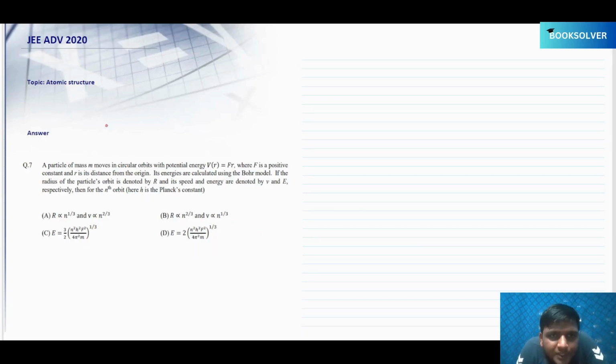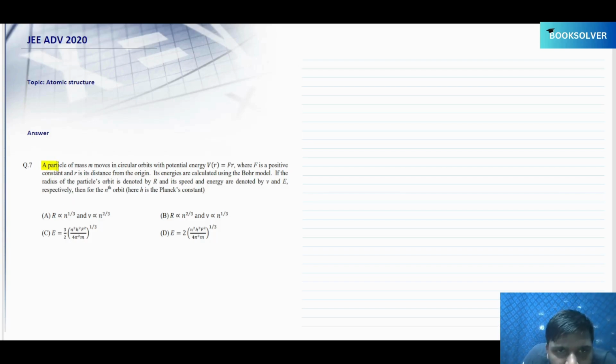Today we are solving a question of JEE Advanced 2020. This is on the topic of atomic structure, and this is one of the questions where normal formulas fail, and you can't remember anything to solve this question. You just have to stick very much to the postulates and the theorems given by the great scientists. So let's first read the question.